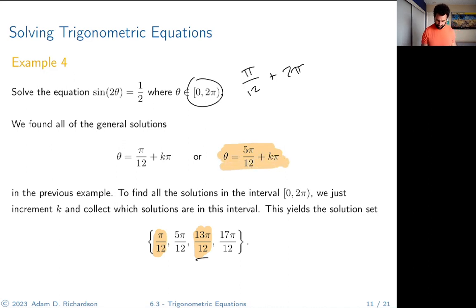So if we let k be equal to 0, actually, let me erase this too. All right, there we go. So if we let k be equal to 0, then once again, we're going to have 5 pi over 12, which is good because that's within the interval 0 to 2 pi. And then if you let k be equal to 1, you'll see that you get 17 pi over 12. And that's the biggest you can go. If you try to add 2 pi, you're going to see that you overshoot the interval 0 to 2 pi, and so that's it. Those are the 4 solutions.